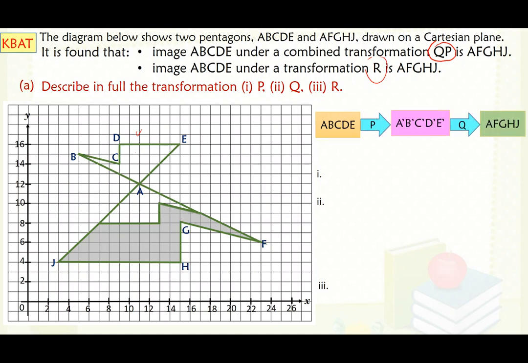A, B, C, D, E, I want to become this one, so I name it A prime, B prime, C prime, D prime, and E prime. And then it goes to the big side, AFGHJ. So this is a combined transformation. Start from the back, so P followed by Q.